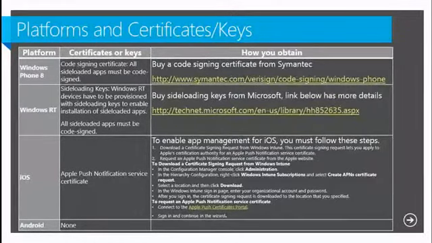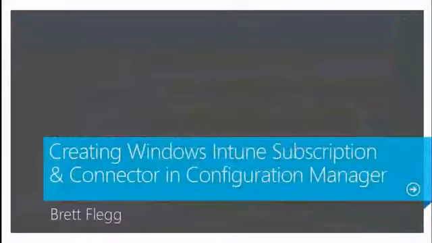And you don't have to set these all up at the beginning, right? So maybe you only want to enable for RT or iOS, and you'll do your Windows Phone later while you're waiting for that certificate. So you can go through and set those various platforms up as you need to. All right. Brett, take it away.